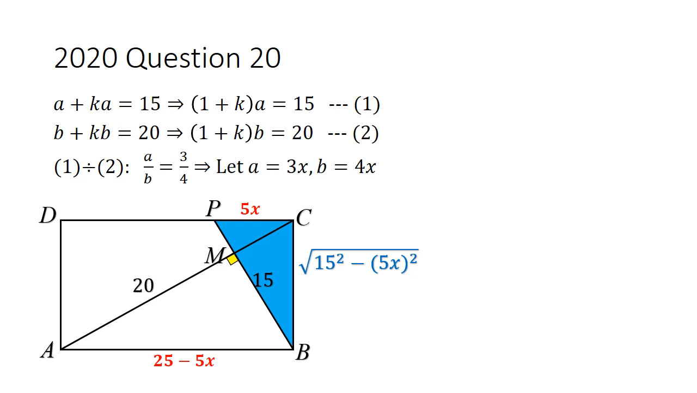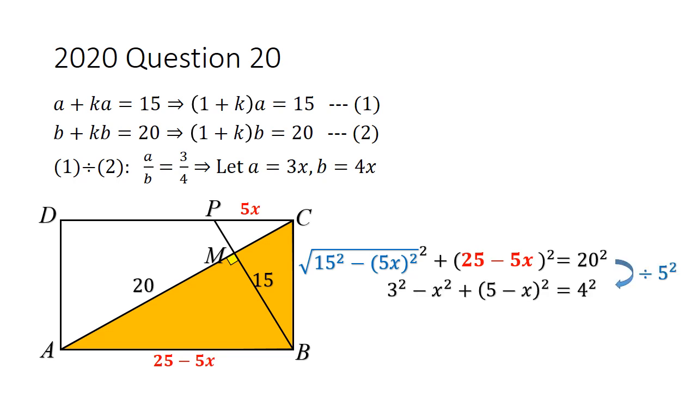Next, we can turn our attention to a different right-angled triangle. Let's look at this orange triangle. We know that the hypotenuse is 20, the base is 25 minus 5x, and the height is the square root of 15 squared minus 5x squared. This time when we apply Pythagoras' theorem, we are forming an equation. We can simplify this equation. We will divide 5 squared throughout to get this, then further simplify, and eventually the x squared terms will cancel, and we will get x equals 1.8.